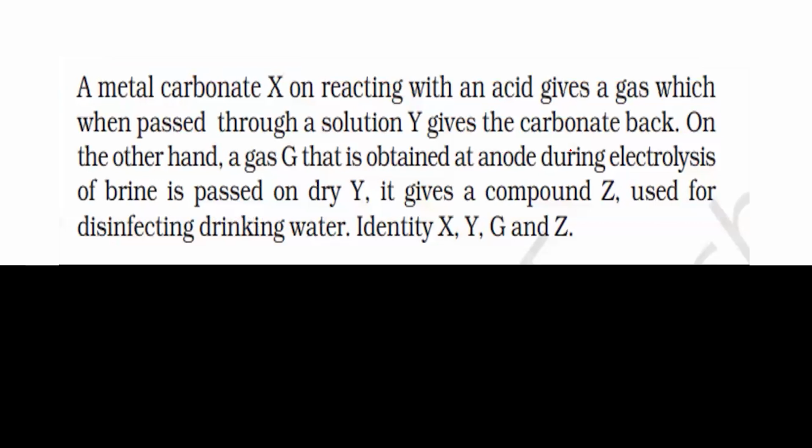Next, a metal carbonate X on reacting with an acid gives a gas, which when passed through a solution of Y gives the carbonate back. On the other hand, a gas G that is obtained at the anode during the electrolysis of brine is passed over dry Y. It gives a compound Z used for disinfecting drinking water. So X, Y, G, and Z you have to find out.